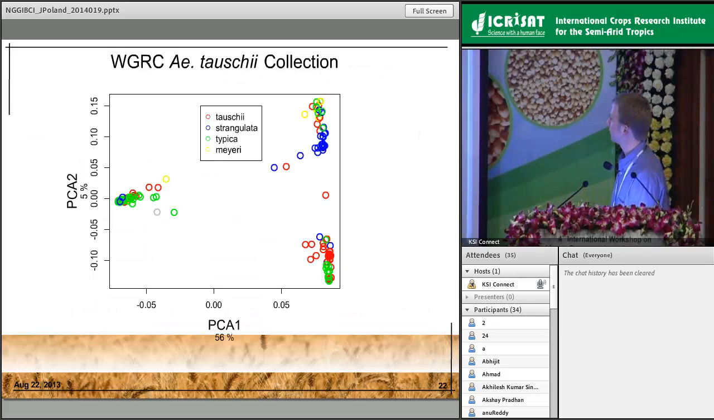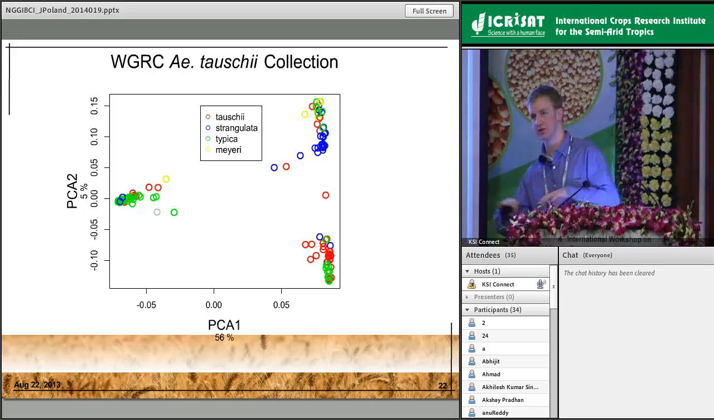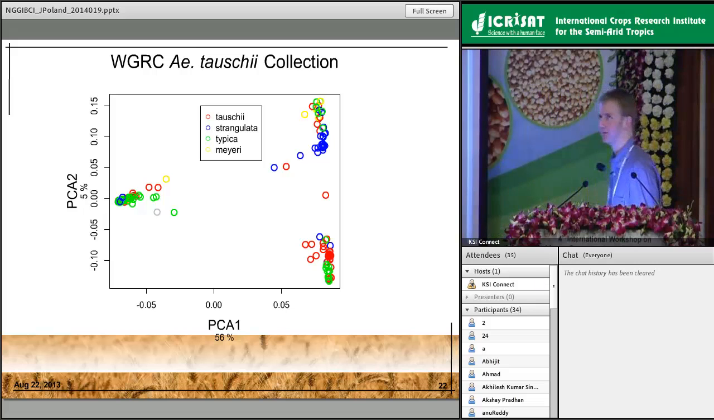What I'm showing here are the genotypes for all of these collections plotted onto the first and second PCA. And you can see right away that there's pretty strong genetic differentiation into 2 previously known subspecies, and from that differentiation here, I'll point out that this PCA explains about 56% of the variance.